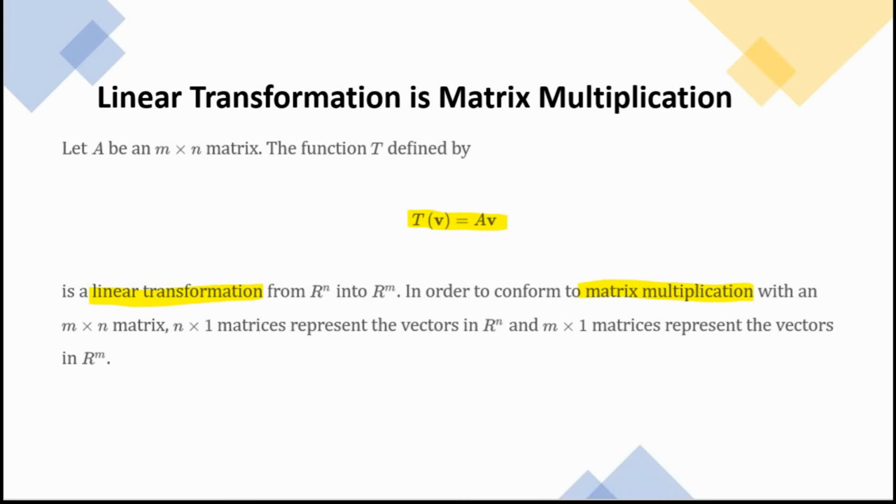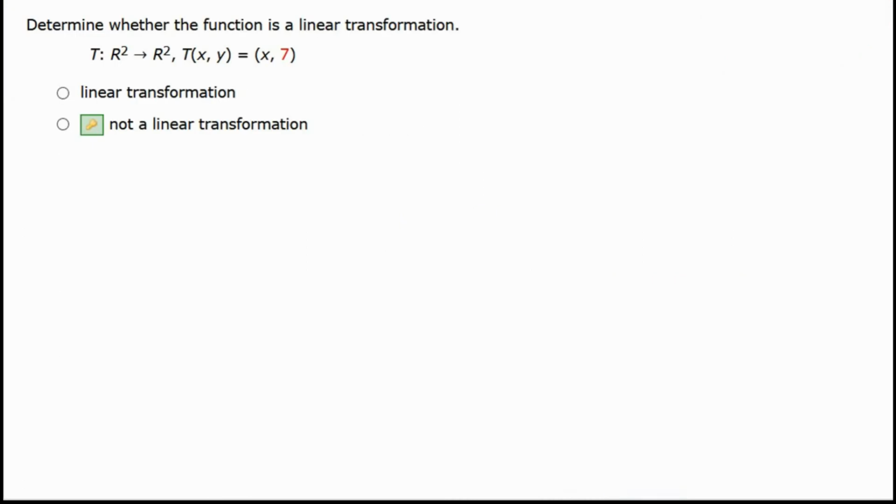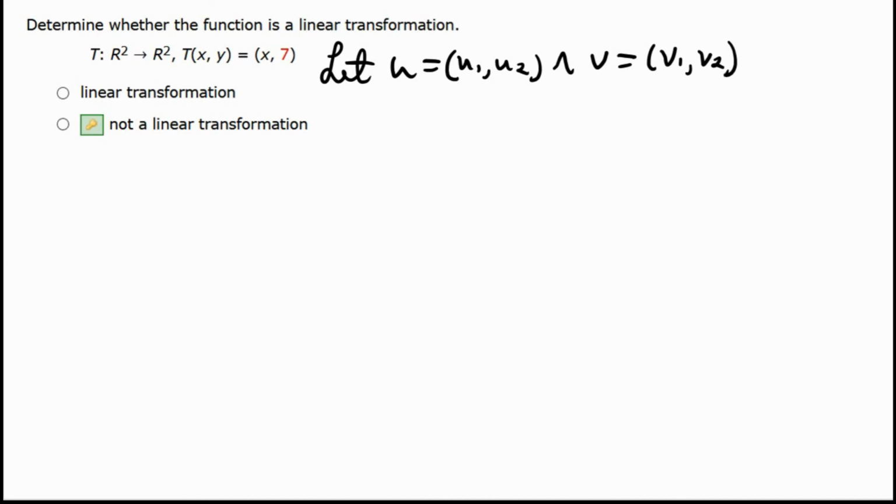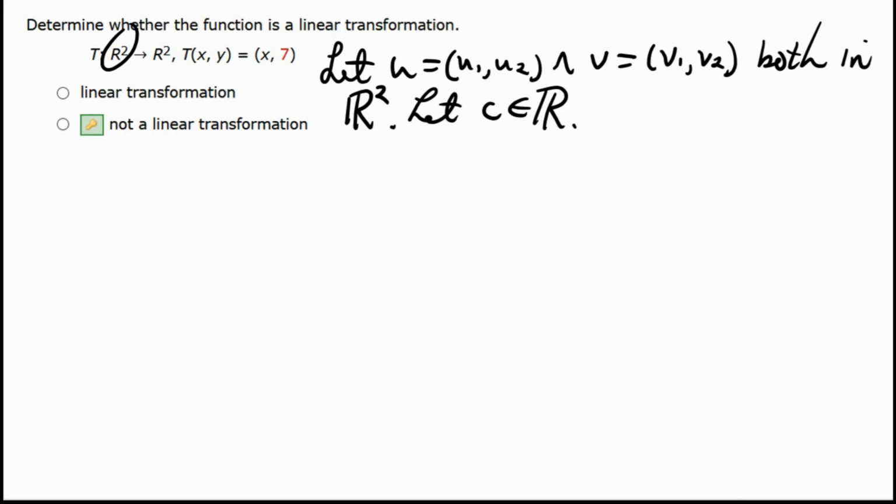Now, with that said, let's look at some problems here. Determine whether the function is a linear transformation. What does that mean? We just show the two properties, vector addition and scalar multiplication. So let u be a two-tuple vector, u sub 1 and u sub 2, and v equal v sub 1 and v sub 2, both in R2. This is an operator because we're mapping to the same space. Let c be a scalar.